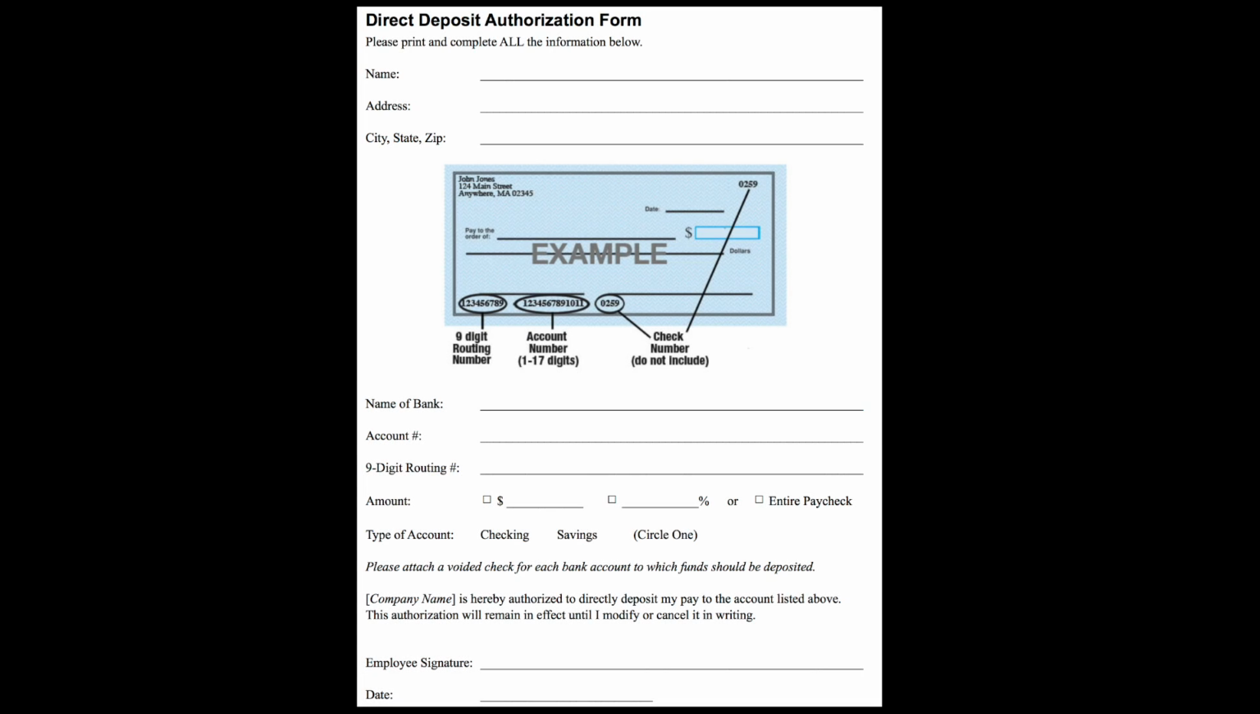To set up direct deposit, you will need a checking account and your checking account information. Let's look at the form together. First, you must write your name and address. Second, you may be asked to provide a blank check that you have voided. If you do not have a blank check, that's okay, but you must provide the checking account information.